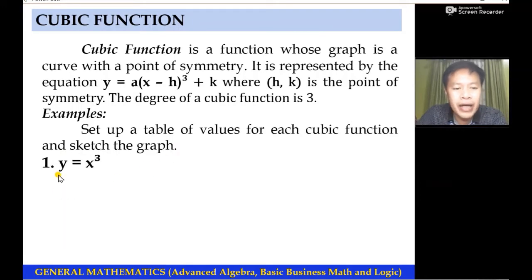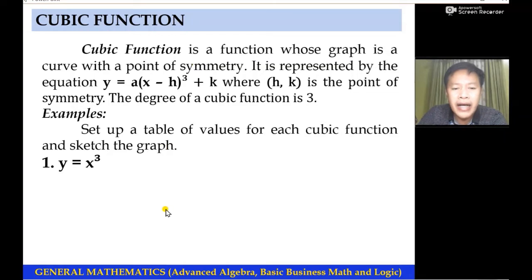Set up table of values for each cubic function and sketch the graph. We will start with the most basic cubic function, which is y is equal to x cubed. We do not have a linear term. We do not have also a constant term. We have only the cubic term. If that is the case, our point of symmetry, which is the most important property or characteristic of a cubic function, is the origin.